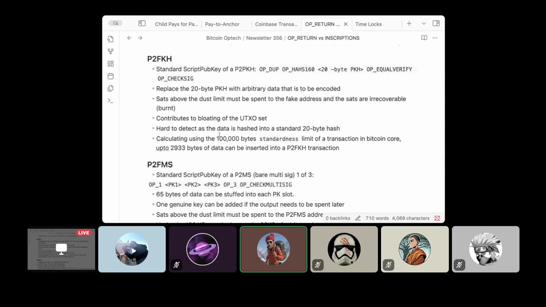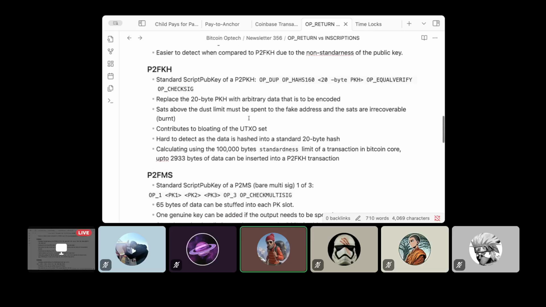Yeah. So a rough back of the envelope calculation, if we do it in one single transaction, there is a standardness limit for Bitcoin Core. So you have 100 KB as the limit for a transaction. If your transaction size exceeds 100 KB, it is considered non-standard, and your core won't relay it. So if you take 100 KB as a limit, you can store approximately 3000 bytes of data using this method in one single transaction.